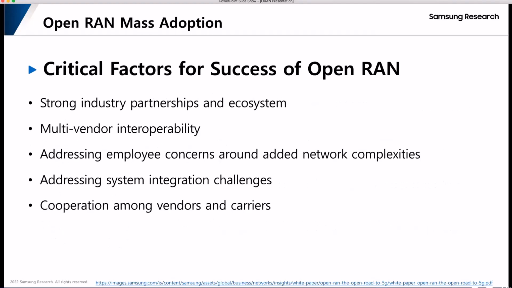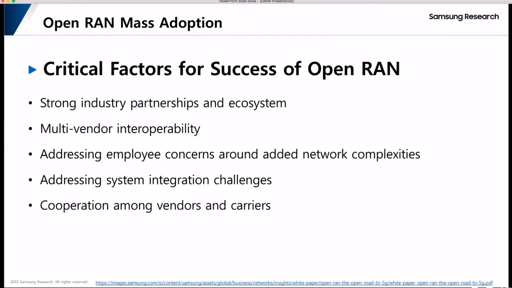So here we have the critical factors for the success of Open RAN. In order to achieve the mass adoption of Open RAN, we need to have a strong industry partnership and ecosystem. A robust ecosystem is needed to encourage operators to have confidence in the viability of Open RAN. So it's unlikely that operators will go for an Open RAN product, whether it's in the radio unit or in the baseband, if they don't have enough options to consider, which is why having more choices in the RAN market is definitely something that needs to be done.